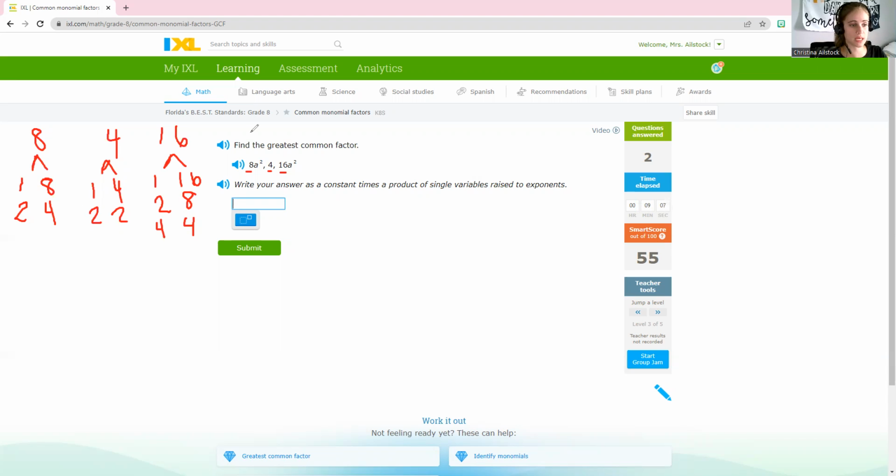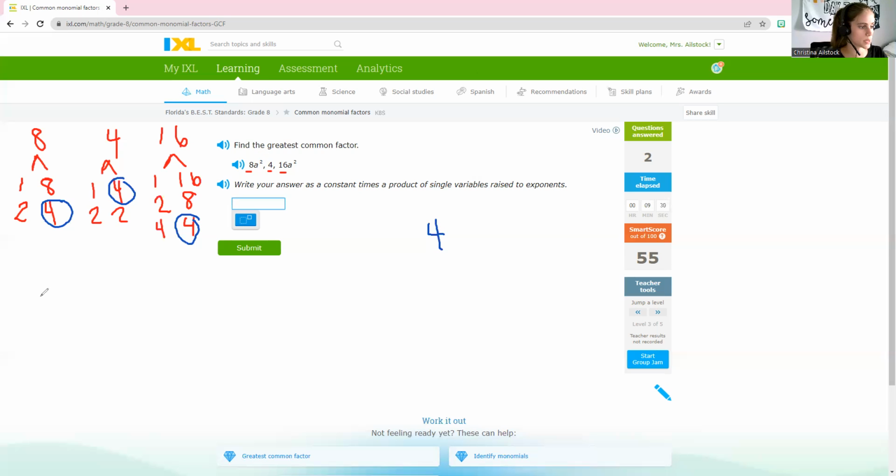Let's find the greatest one they have in common. They don't all have a 16. 2 of them have an 8, but the 4 doesn't. But they all have a 4 in common, giving us a GCF of a 4. Now let's find the GCF of our variables.